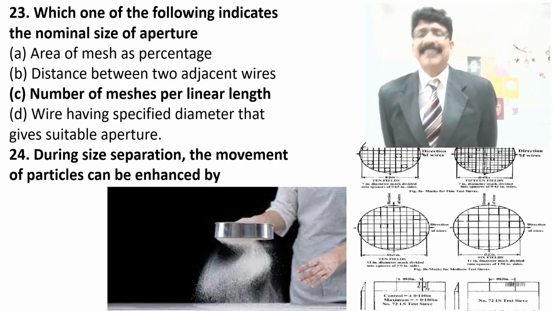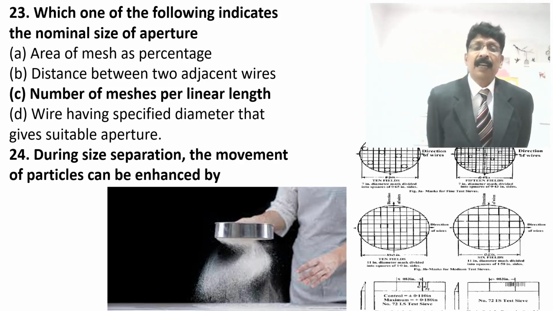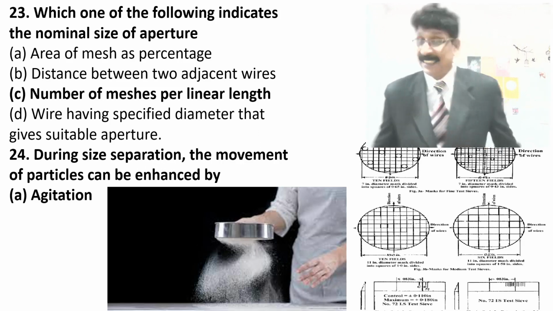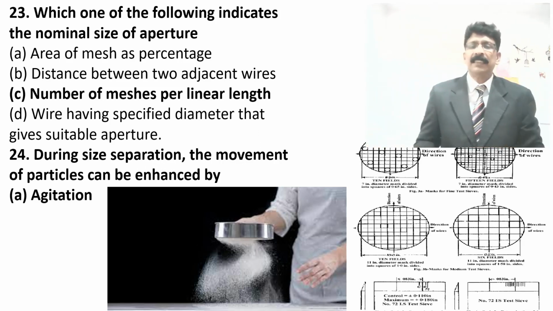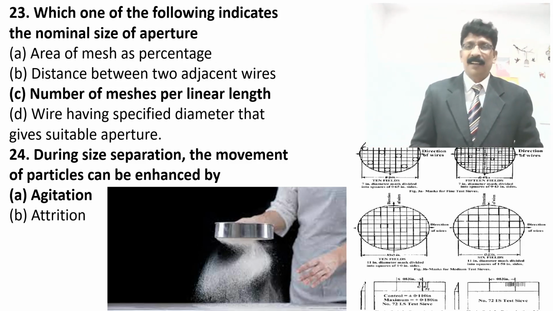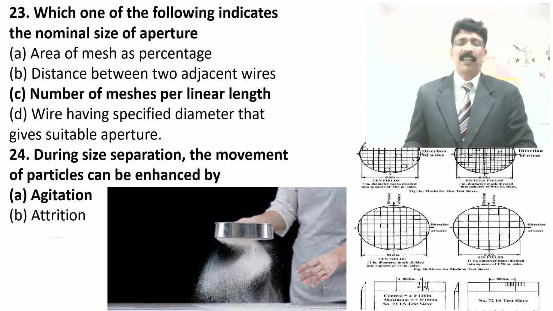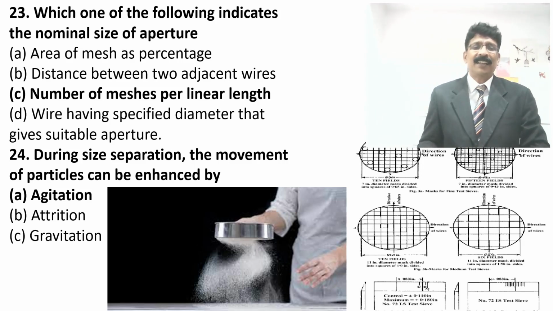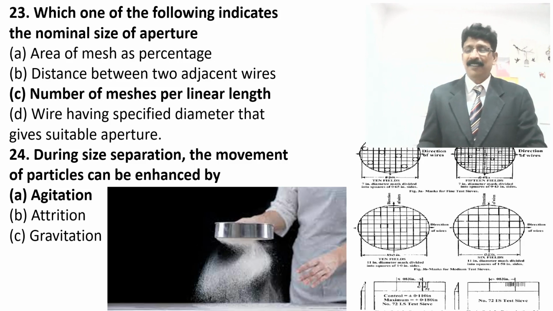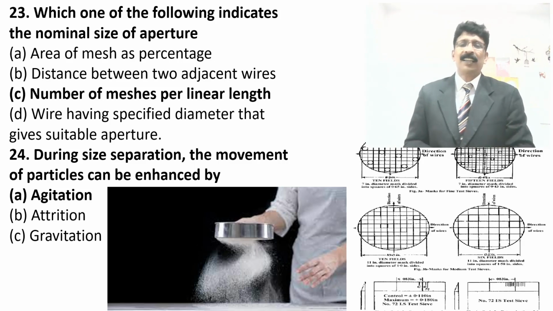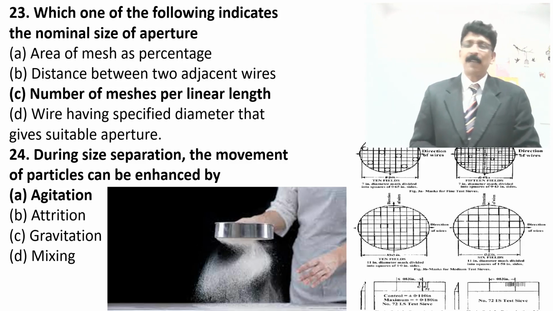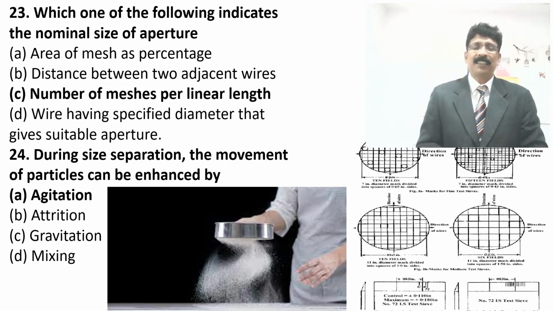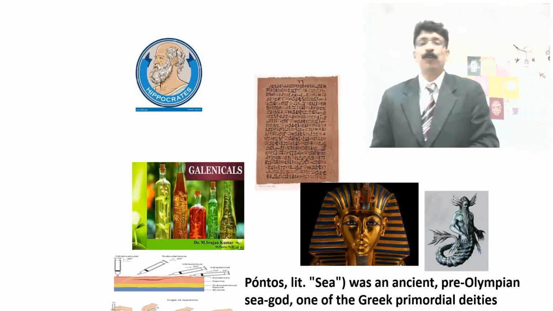During size separation, the movement of the particle can be enhanced by agitation. That is what everybody does at home. You can see the picture, that person is just agitating and sieving. Attrition is size reduction, it does not have any impact. Gravitation, if you simply keep it, will not give any particle movement enhancement. You cannot expect it for a powder; for a liquid it is possible. Mixing, I don't think it has any effect. So agitation is the answer.